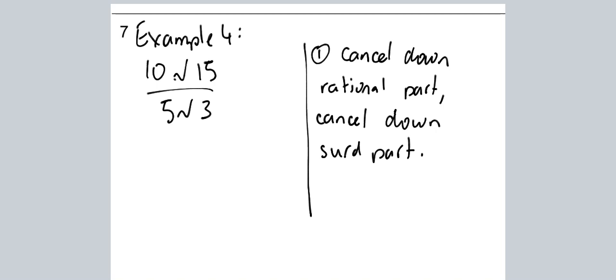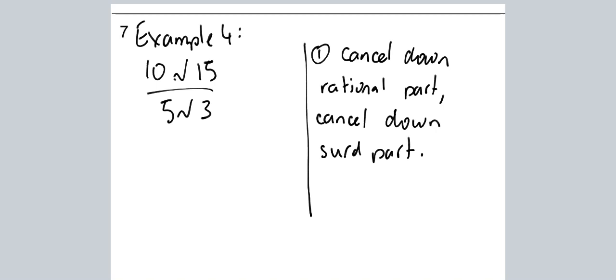We've got 10 root 15, 5 root 3 over 5 root 3. So just a reminder that often in mathematics, specifically in algebra, but this is another example which is algebra-like, we don't tend to use the division symbol. We tend to write our division as a fraction. So if we have 10 root 15 over 5 root 3, this is the same as saying 10 root 15 divided by 5 root 3.